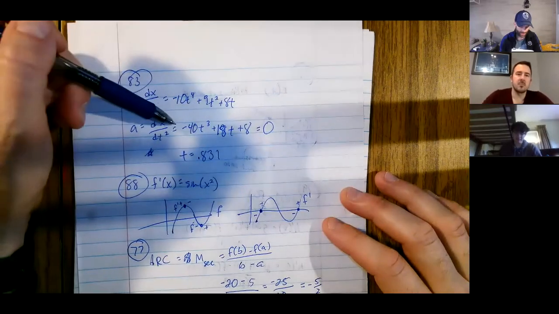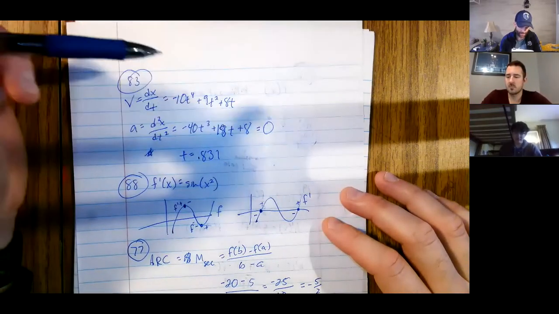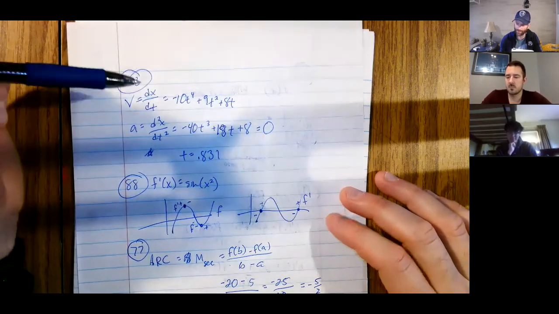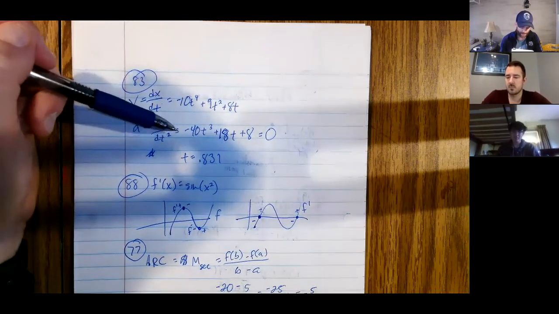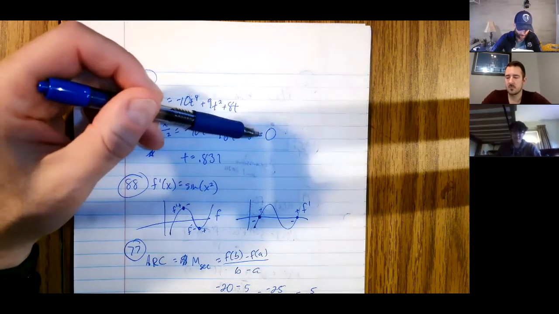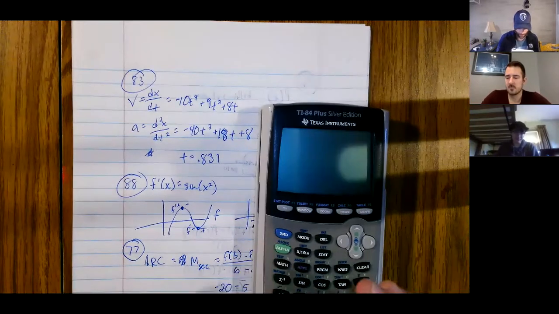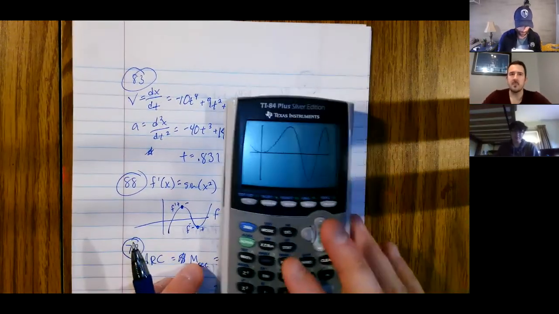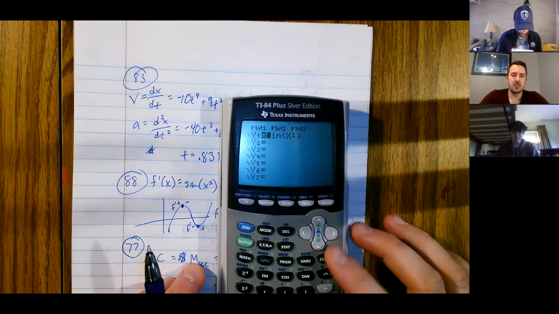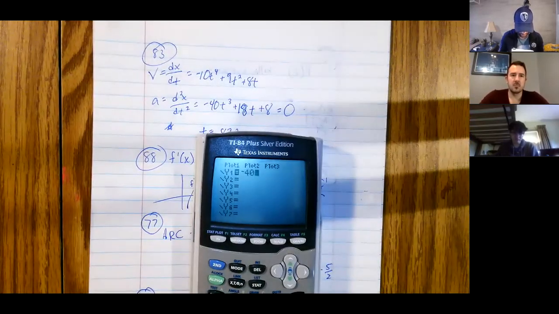When you take that derivative, you get negative 40t cubed plus 18t plus 8. Yes. Then you're going to set that equal to 0 because the question says, when is the acceleration equal to 0? So then you're going to use your calculator and solve that. You're going to go to y equals and type in negative 40x cubed plus 18x plus 8.